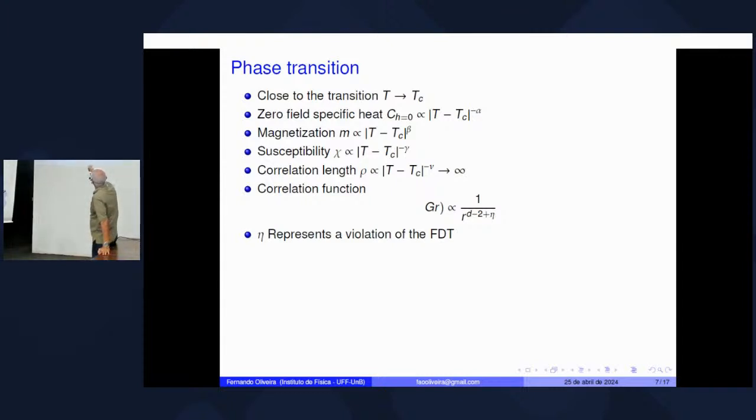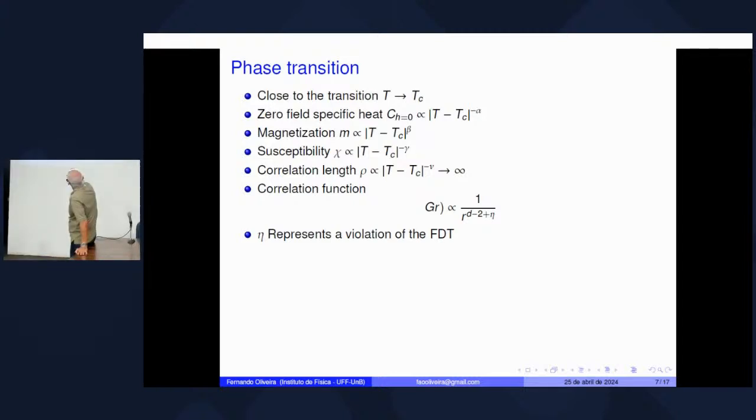Okay, you go back to things here, everything goes as a power law, the correlation length. This correlation length that appears like that, I mean, as T goes to Tc, this correlation length goes to infinity, and you have the correlation function. That's what's happening close to the phase transition. Okay? Close to the phase transition, we have the specific heat at zero magnetic field, magnetization going like that, susceptibility going like that, and the correlation length as well goes like that. And the correlation function is again like that.